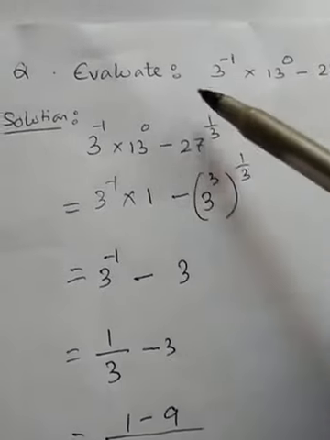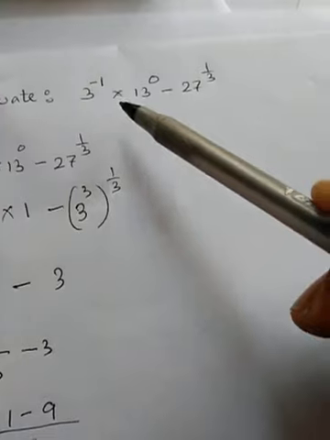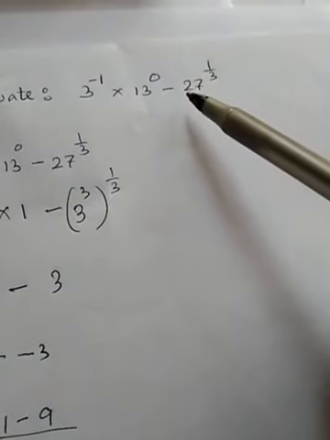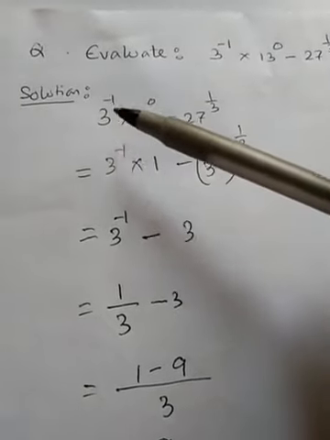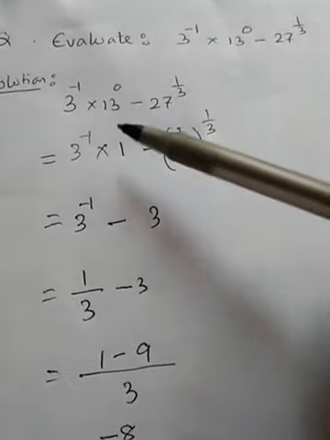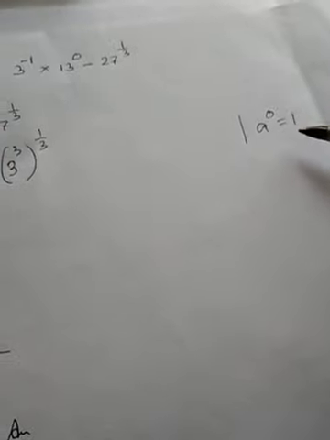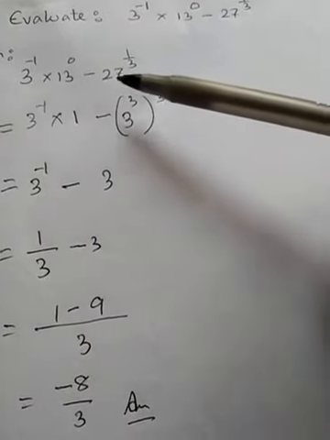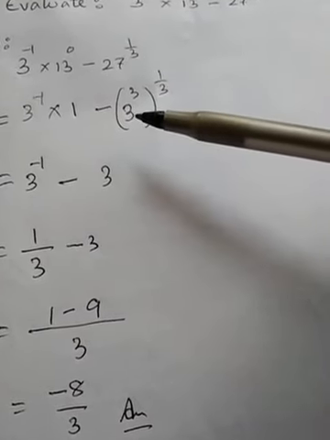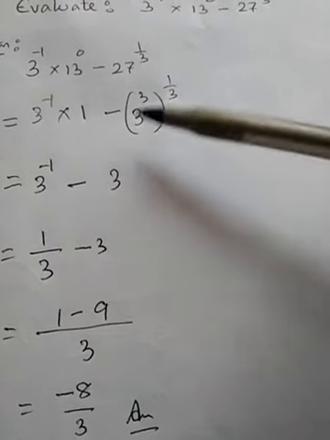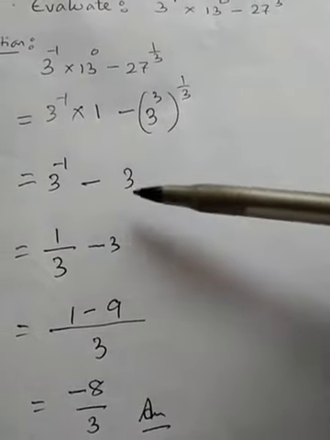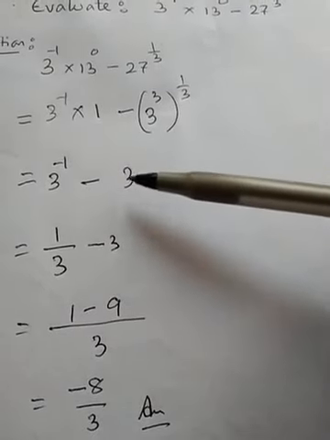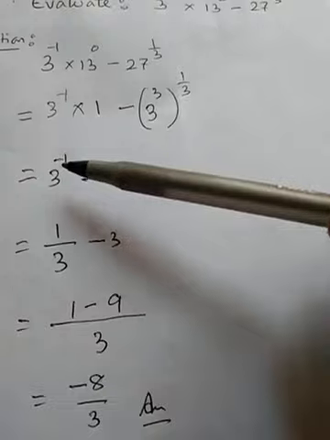Let us see one more example. We have to evaluate 3 to the power minus 1 into 13 to the power 0 minus 27 to the power 1 by 3. So here 3 to the power minus 1 we have written as it is into 13 to the power 0. So we know that any number to the power 0 is 1. So here also 13 to the power 0 will become 1 minus 27 in exponential form. We can write it as 3 to the power 3 and whole to the power 1 by 3. Next step, this 3 and 3 will cancel out. Only 3 will be left, and this is 3 to the power minus 1.